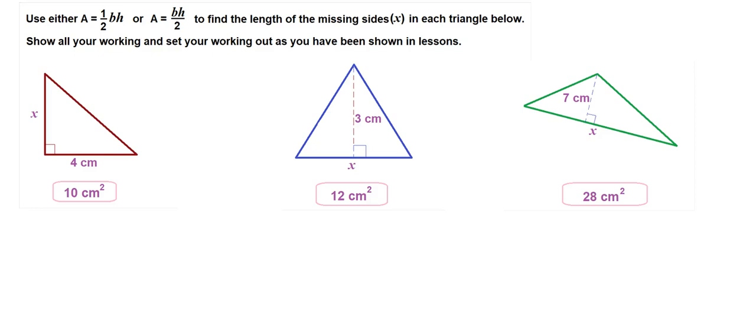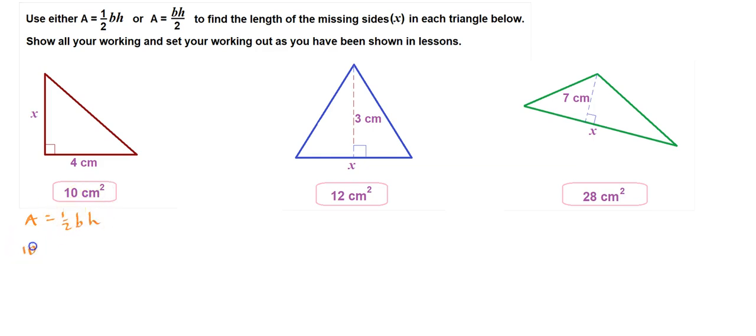So let's find the missing lengths of these triangles, the missing dimensions. So let's use this. I can use either formula. I'll use this one first and then I'll repeat solutions using the other formula. So for the first one, let's go with A equals 1/2 the base times the height. Substitute in what we know.